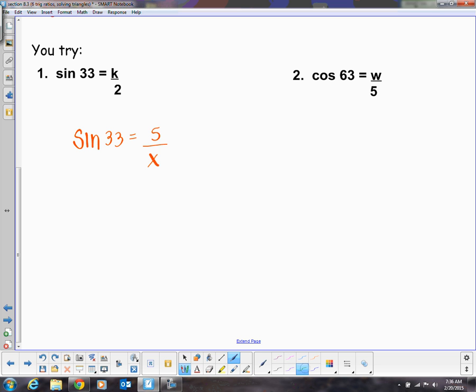How do you eliminate this denominator? Multiply by x. So now we have x sine 33 is equal to what? 5. Now, how are you going to solve for x? Divide by sine 33. So, Bree, you're going to have to get this number 4 places past the decimal and then do 5 divided by that. So, if you have one that goes forward, you can do 5 divided by sine 33 and get the answer.